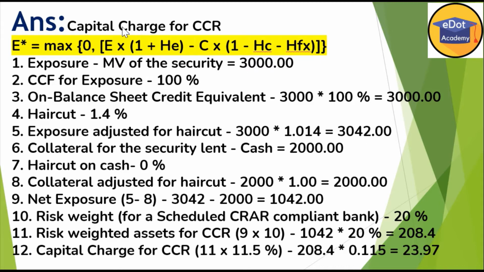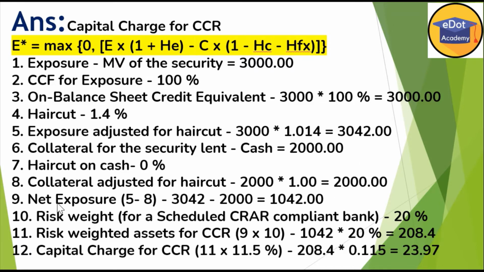So now we got the value of this E into 1 plus HE. Now, collateral for security lent, cash. So cash has been taken by the bank, so it is 2000 rupees. Haircut on cash is 0%. So now we are going to calculate C into 1 minus HC minus HFX. And HFX is not there because currency mismatch is not here. So it is 0. HC is also 0. So 2000 into 1 means 2000 we are getting here.